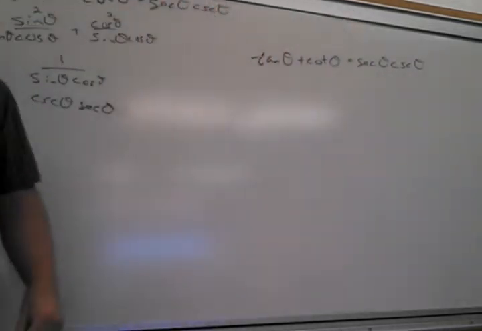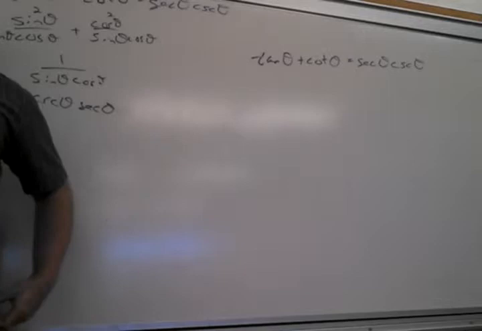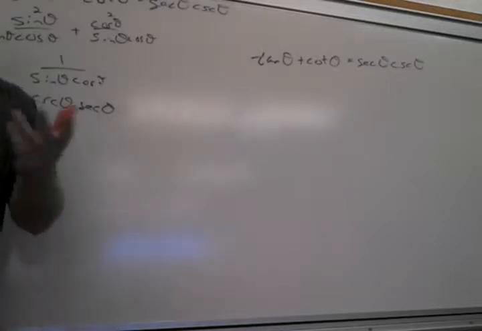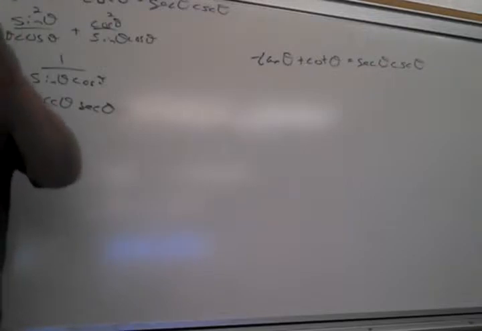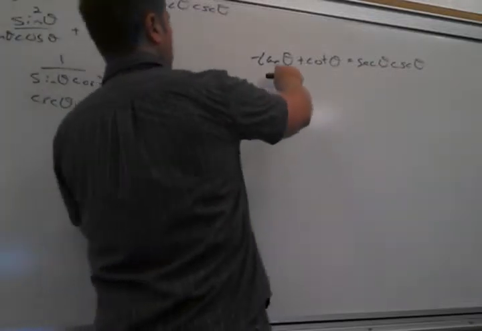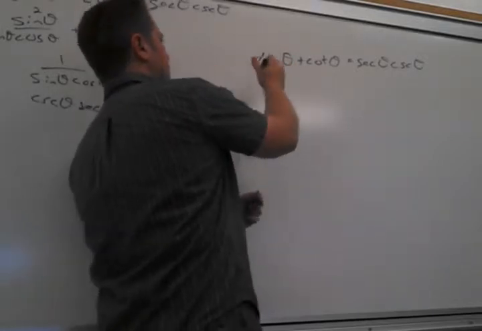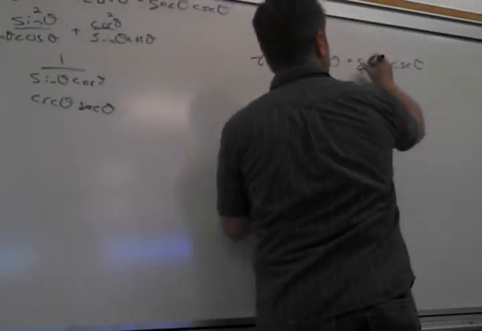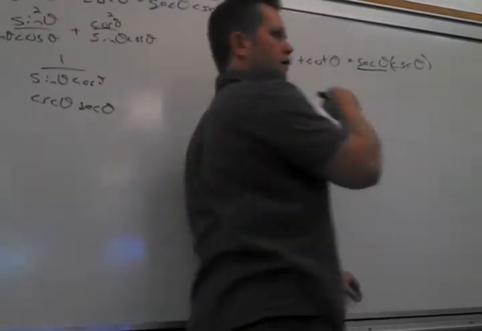I love this way. This is not always the best way. This is not the best way in a specific problem, but I just want to show you it works no matter what. So we're at secant again. Remind me, secant is basically 1 over cosine. If I know there's a secant times cosecant there, right?